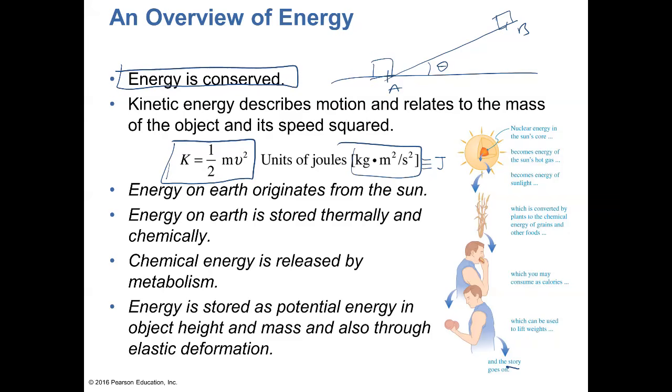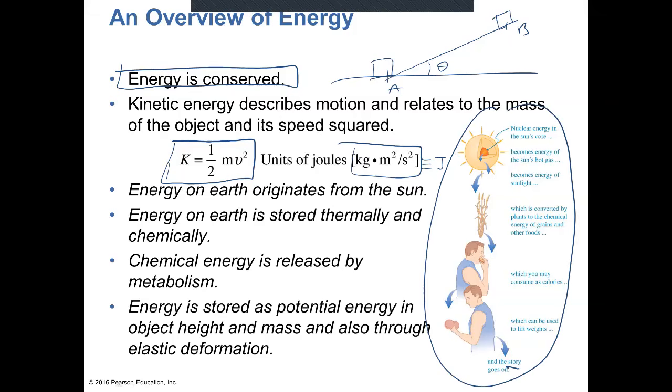Chemical energy can be easily converted to different types of energies, motion energy, potential energy, and things like that. And you can see chemical energy is released by metabolism, and energy is stored as potential energy in objects' height and mass, and also through elastic deformation. Here is a picture of different types of energy conversion.